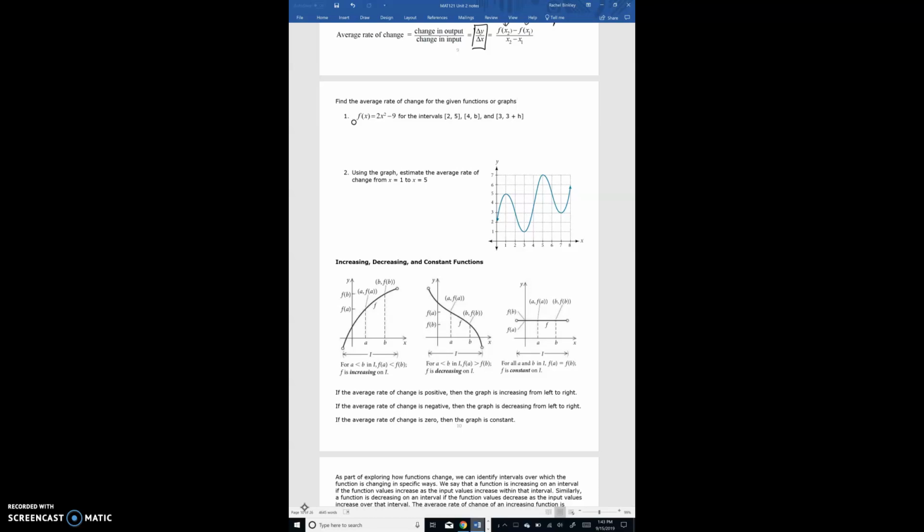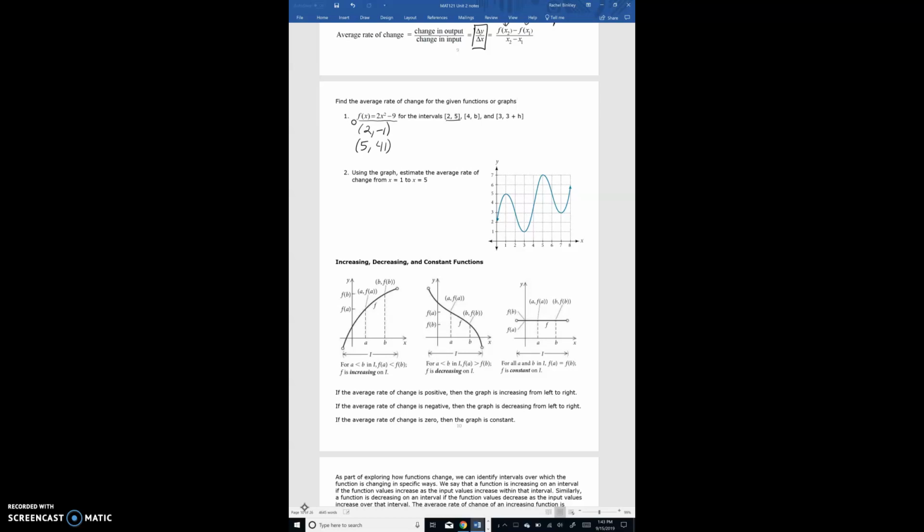So let's look at this first one. For the interval of 2 to 5 of the equation f of x equals 2x squared minus 9. Between 2 and 5 on the x-axis, if 2 is my input, my output should be 2 squared is 4, 4 times 2 is 8, minus 9, -1. Check my mental math. I should get 2 points there. And if my input is 5, I get 25. 5 squared is 25 times 2 is 50, minus 9 is 41.